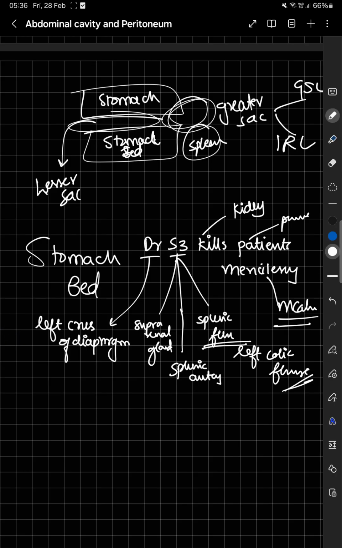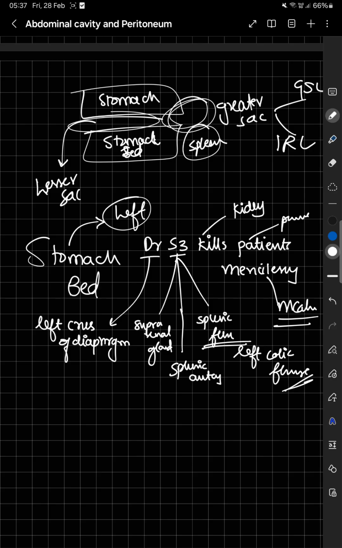So this is all associated on the left side because the stomach is also towards the left side, and the only thing which is not present is our spleen, which wouldn't be here. Okay, because all the structures forming stomach bed except spleen are separated through lesser sac, and the stomach and the spleen are separated by the greater sac of peritoneum. Okay, so this is very important.